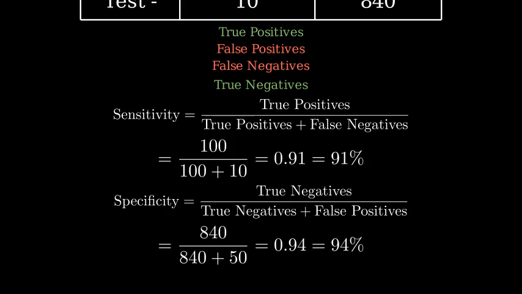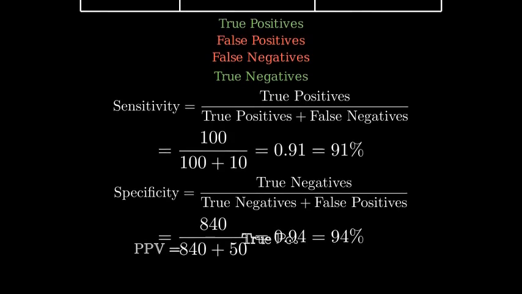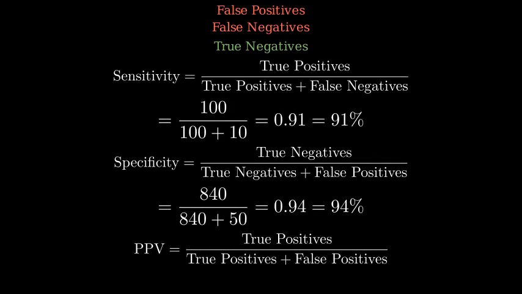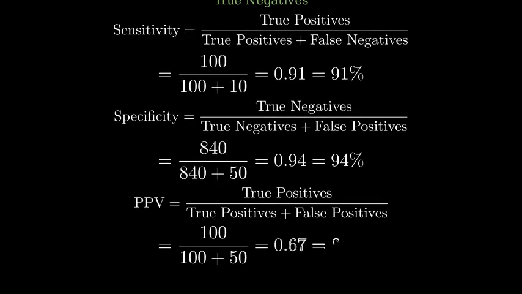Now, for positive predictive value, or PPV. PPV is the probability that a person who tests positive actually has the disease. It's calculated as true positives divided by all positive tests. In our case, that's 100 divided by 100 plus 50, which equals 0.67 or 67%. This means if someone tests positive, there's a 67% chance they actually have the disease.